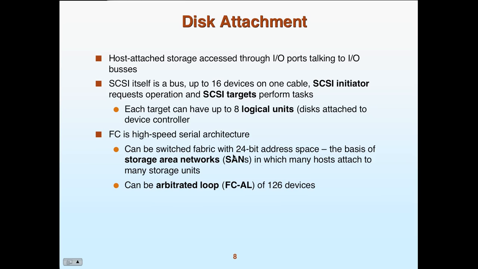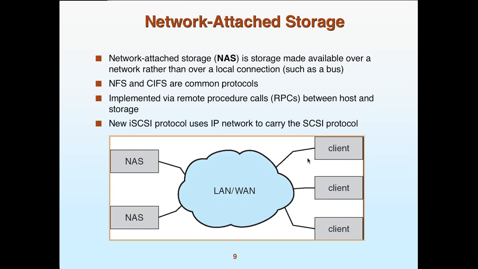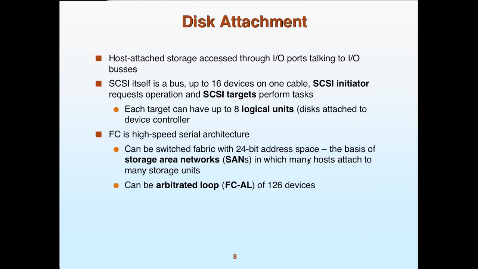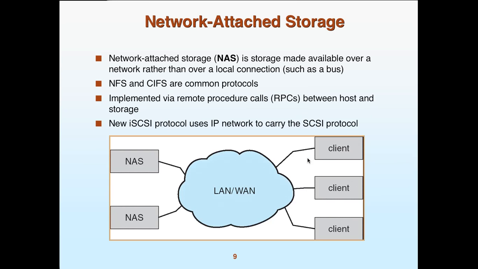In terms of FC, it can be a switched fabric with a 24-bit address space, the basis of storage area networks, or SANs, where many different types of storage units can be attached using this technique. And it can be arbitrated, it can have a loop to loop through 126 devices. So it allows you to attach a lot more than a SCSI interface, but it's not uncommon to see SCSI disk cabinets loaded with many different drives on different controllers for a huge server-type application for a network.